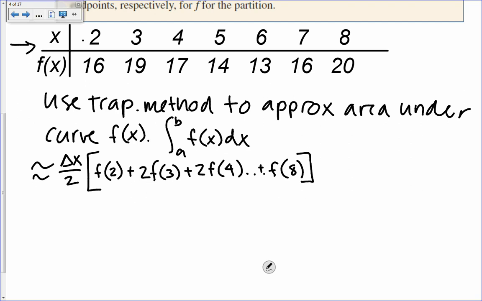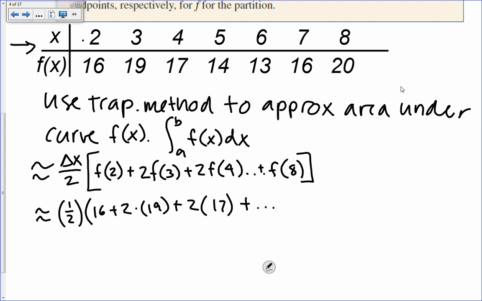So I have these values right here, and I can plug in my delta x, which is 1, and each of my f of x values are given in this data set. So I'm just going to plug in all the values that I need. So I have 1/2 times 16, my f of 2, plus 2 times 19, plus 2 times 17, plus, keep going, 2 times f of 5, 2 times f of 6, 2 times f of 7, plus 1 time only f of 8, which is 20.